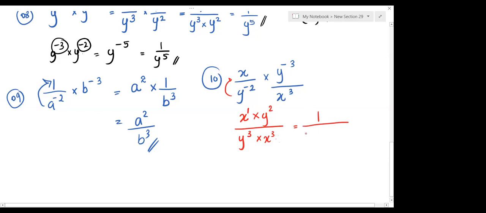1 is subtract by 3. It is x to the power of 2 times 2 is subtract by y to the power of 3, then y to the power of 1. Okay. Then 1 upon x to the power of 2 times y to the power of 1. Is it clear? If you have any doubts with the negative indices, you can ask.